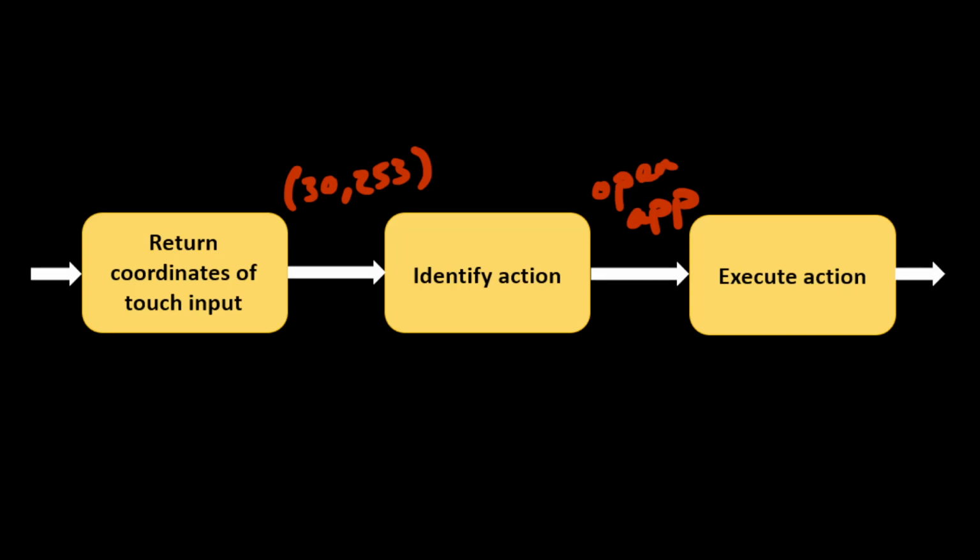Now then, why does this mean that a one-to-many mapping is not a function? Well, because basically, if we've got many possible outputs for the same input, then we're going to have a problem. So let's take this middle function here, the identify action, right? We've got a particular coordinate, let's say 3253, and we're putting it into that function. We want to identify what that coordinate refers to.